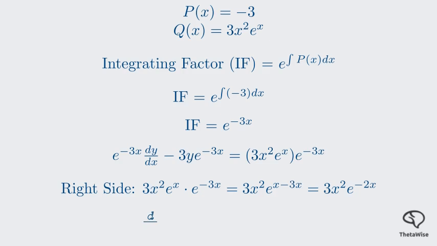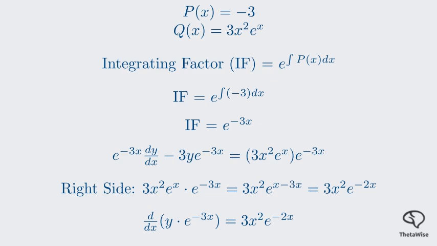Now here's the magic of the integrating factor. The entire left-hand side is now the exact derivative of a single product: y times the integrating factor, y e to the negative 3x. This is a crucial step. You can verify this using the product rule.